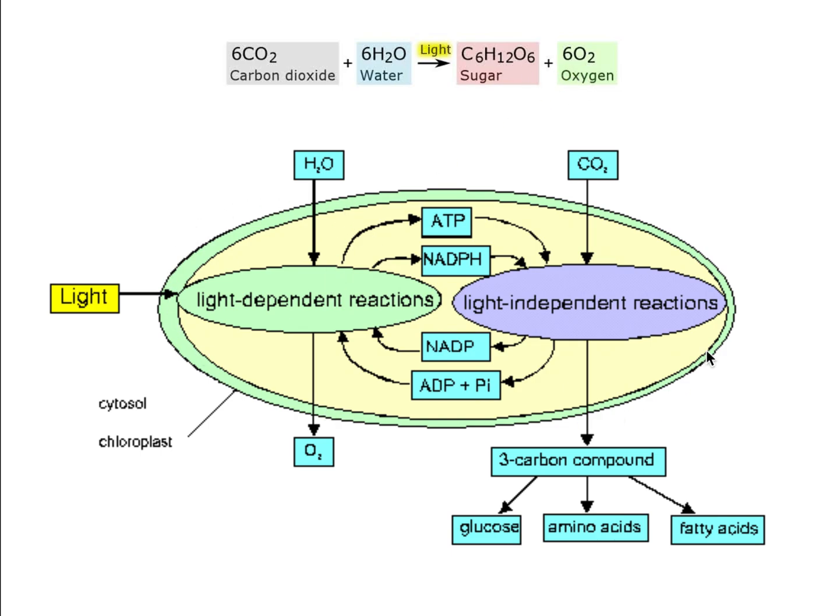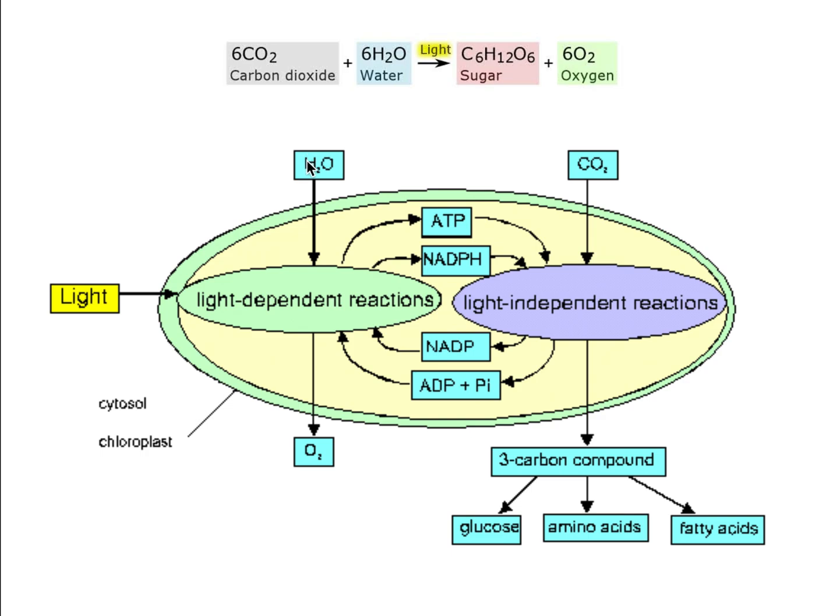So this is a chloroplast right here. There are two reactions that occur in photosynthesis: the light-dependent reaction and the light-independent reaction. Think about it as light-dependent means it needs light in order to happen. So you should be able to assume that this is where the light part of the first equation comes in. And then the light-independent reaction can happen without the light. But one has to happen before the other. So the light-dependent reaction has to happen first.